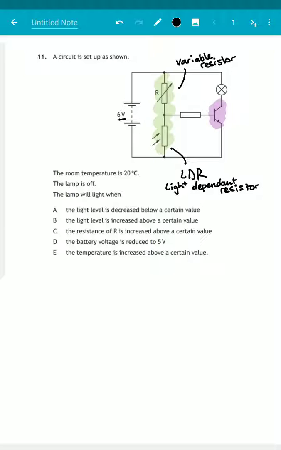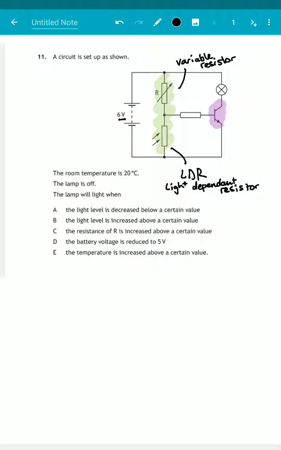Okay, now initially, if we look at the question, it says that the room temperature is 20 degrees Celsius. Now, given that there's nothing in the circuit that will change because of the room temperature, that doesn't really have a huge effect on what we're doing here, so we can discount that. It says that initially the lamp is off. So it then asks the lamp will light when. So we have to consider what's going on here.